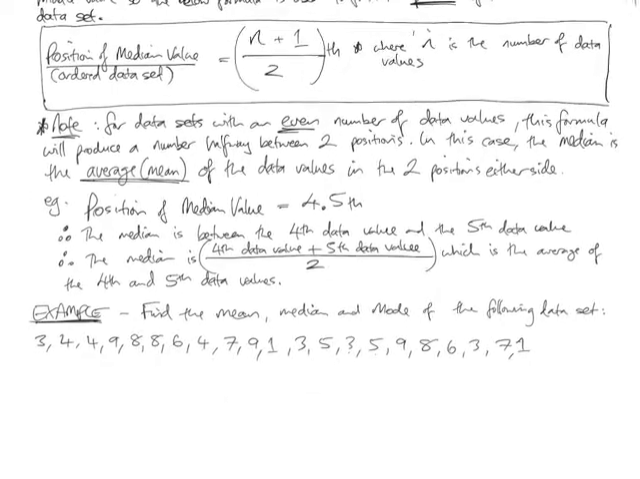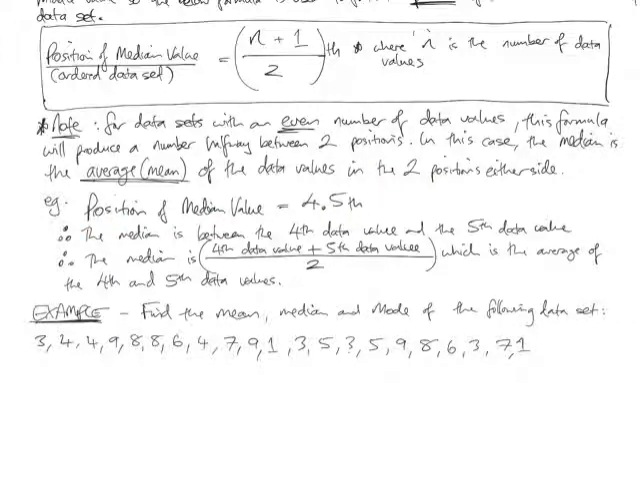Now, just be careful. If you're using this formula for an even number of data values in your data set, the formula is going to make a number that's halfway between two positions. It's not going to be a solid, straight-up number. It's going to be something point 5. In that case, the median is going to be the average of the data values that number you got is between. So, for example, there, because that's pretty complicated.